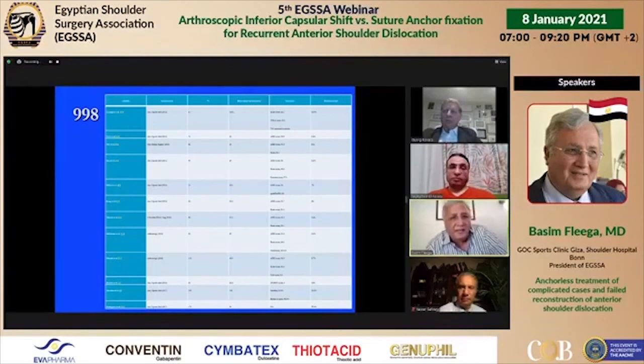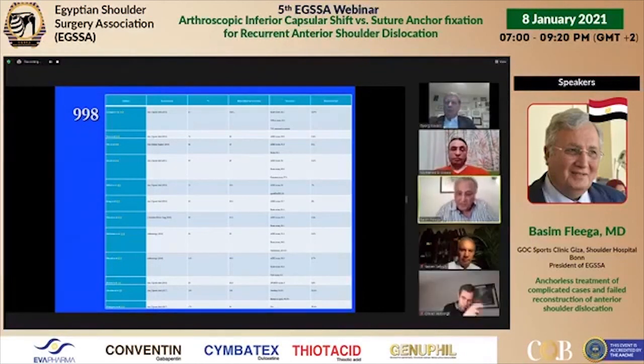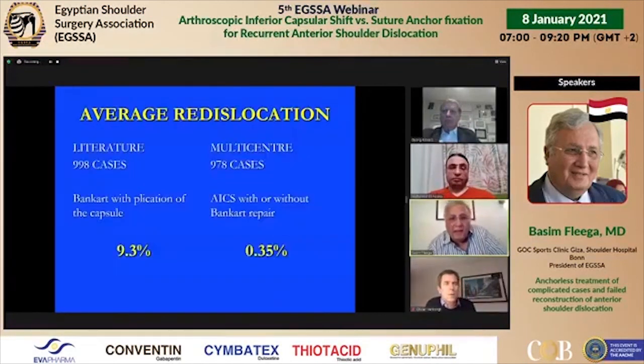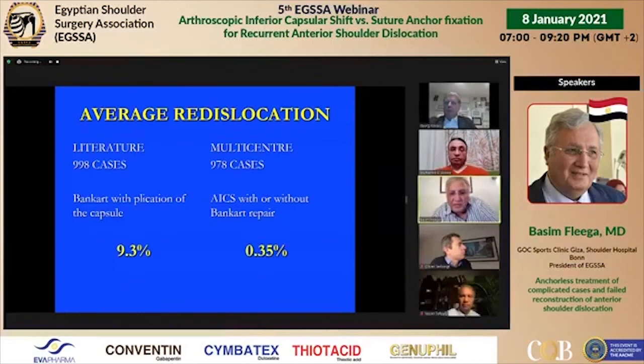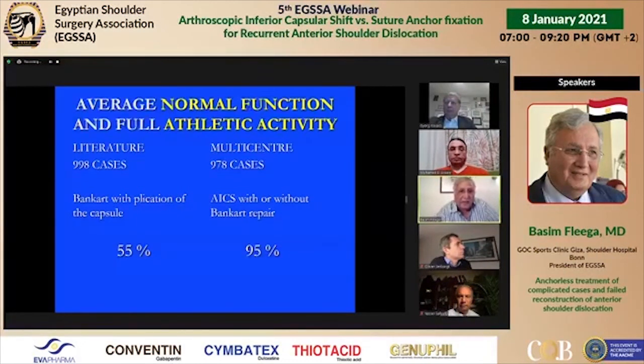We gathered from the literature 998 cases of Bankart repair with anchors. And we found that the redislocation rate in these cases was on average 9.3%, compared to the cases which we did, where it was 0.35%. Also, the function and athletic activity was regained completely in 55% of that group, while in the group of the anatomical reconstruction it was 95% of the cases.